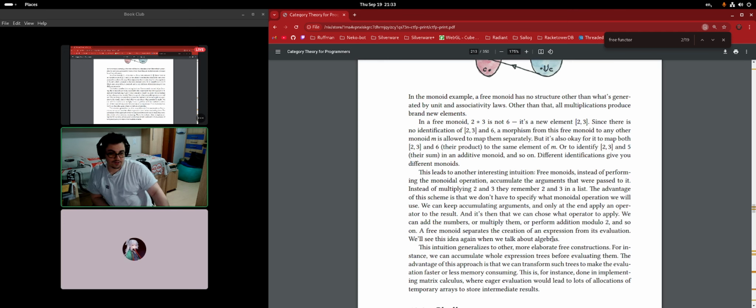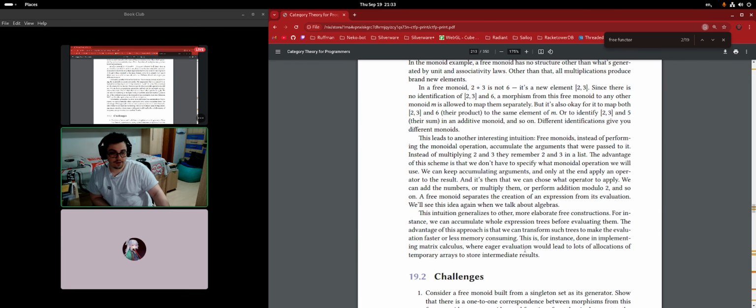And this intuition generalizes to other free constructions. We accumulate whole expression trees before evaluating them. The advantage of this approach is that we can transform such trees to make the evaluation faster and less memory consuming. This is, for instance, done in implementations of matrix calculus, where eager evaluation will lead to lots of allocations of temporary arrays to store intermediate results.